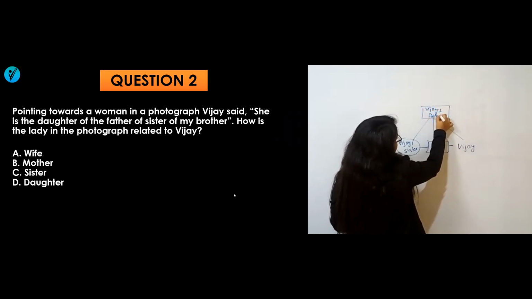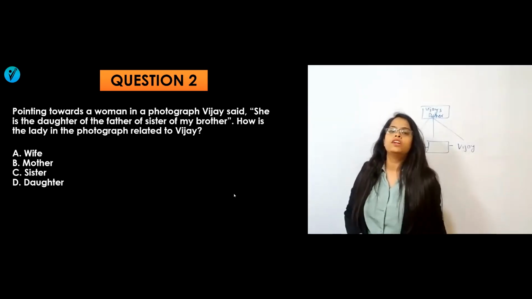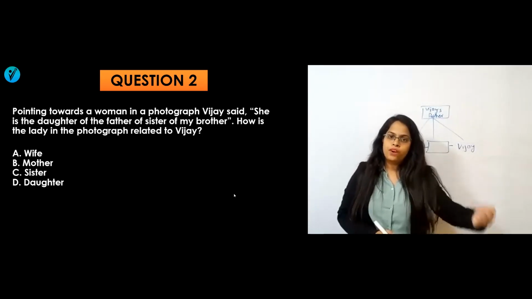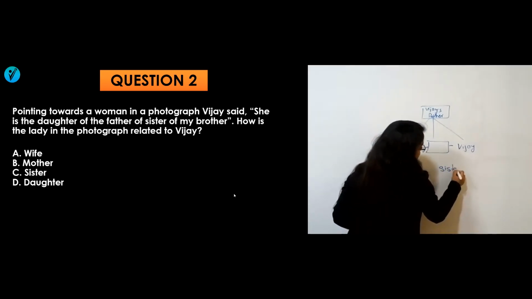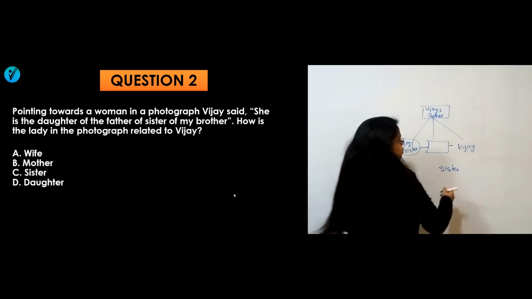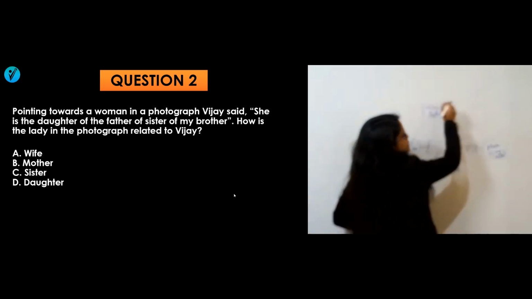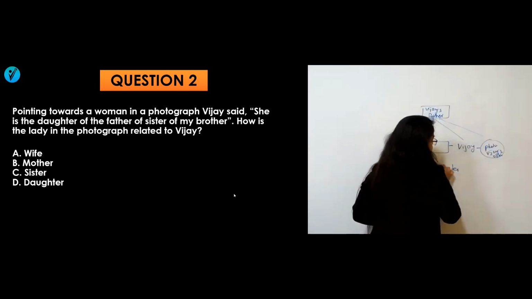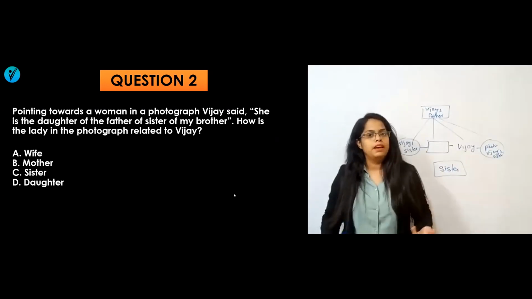And she is the daughter of my father. So who will be the daughter of your father? Your father's daughter will be your sister. So suppose there is another member in the photograph. This photograph will be of Vijay's sister, obviously, because she is his father's daughter. So your answer will be equal to sister. That is option number C, your answer.